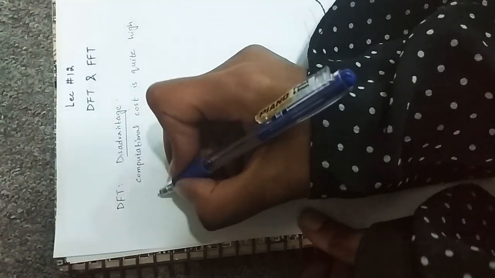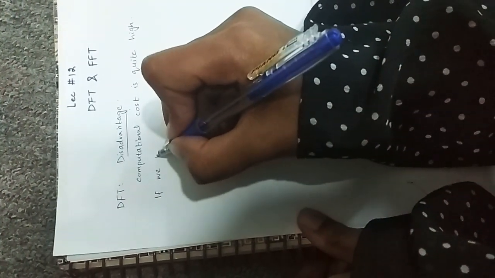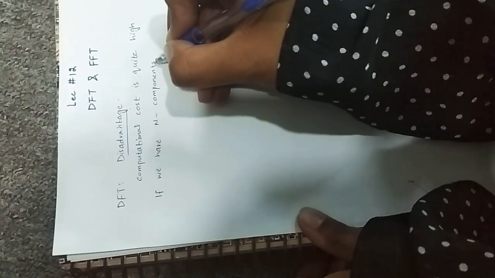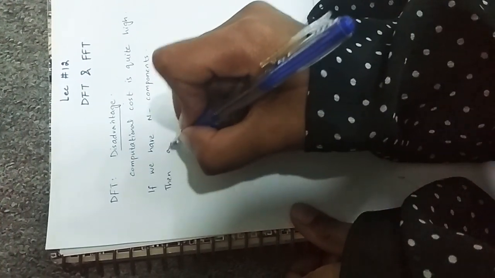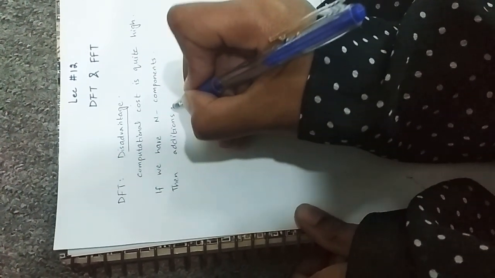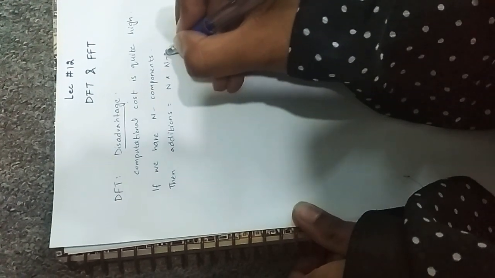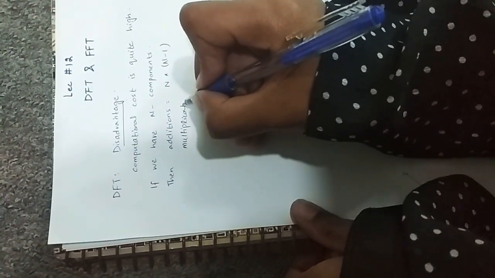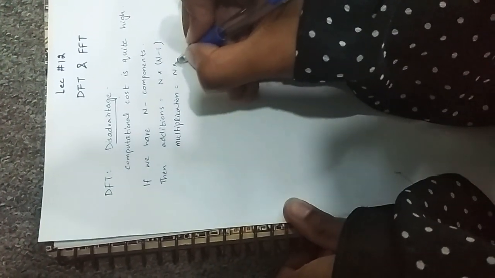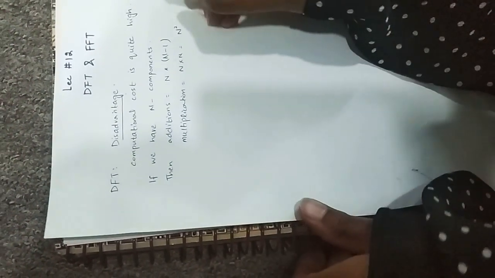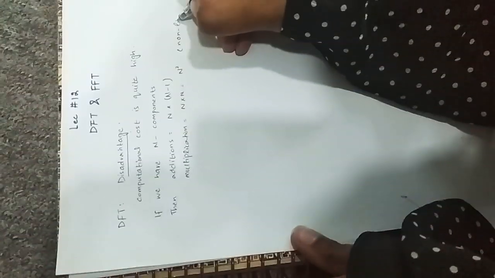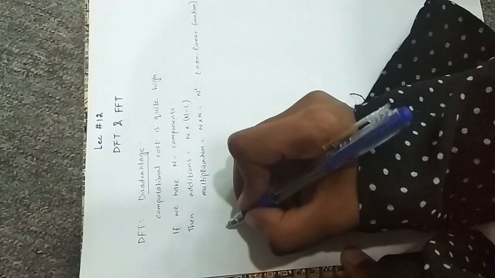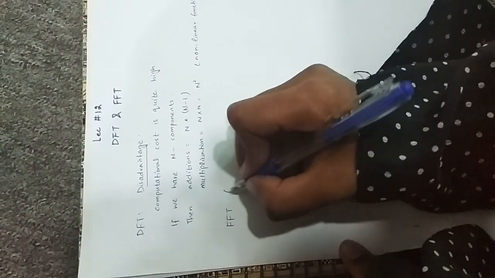This can be found as follows: if we have n components, then the number of additions in the discrete Fourier transform is n into n minus 1, and the number of multiplications is n cross n, that is n squared, which is a non-linear function. So, in order to compensate for this disadvantage, we move towards the fast Fourier transform.